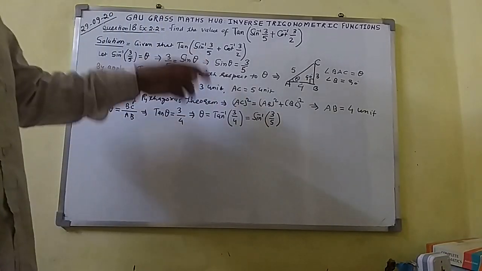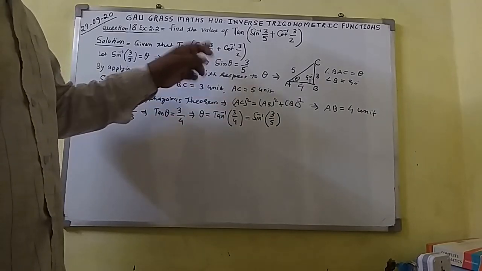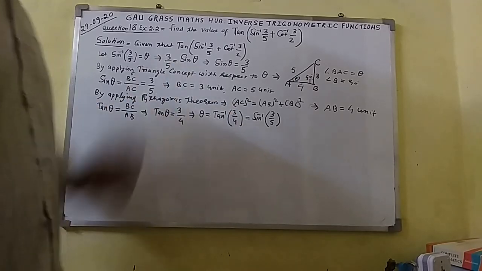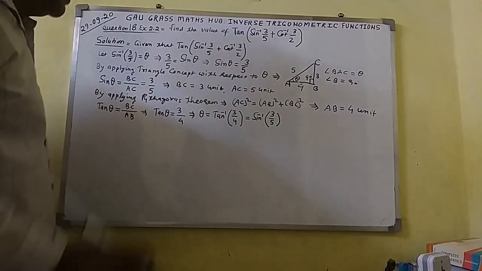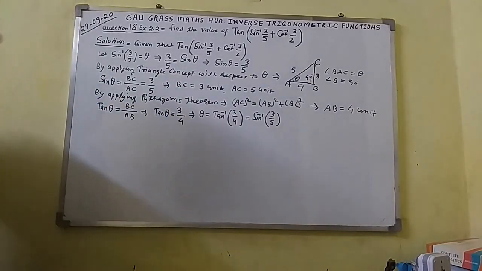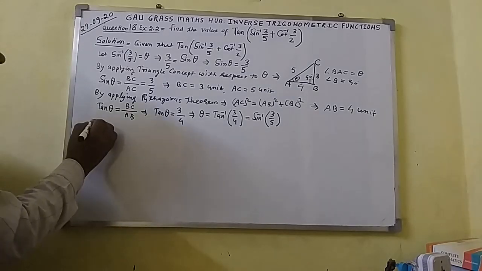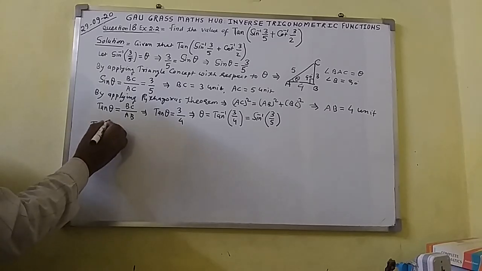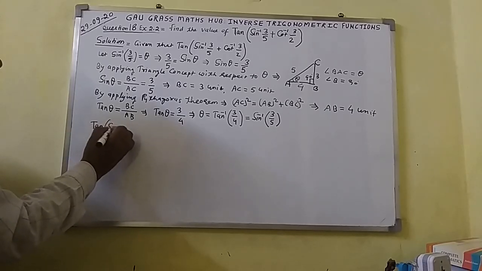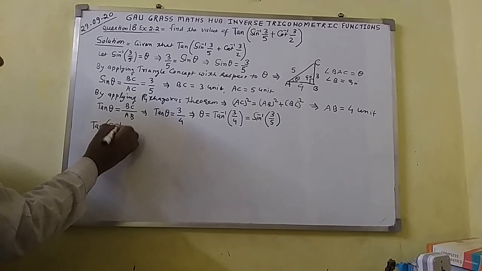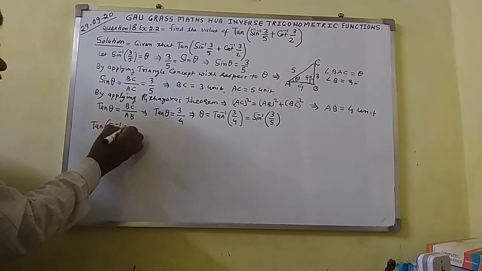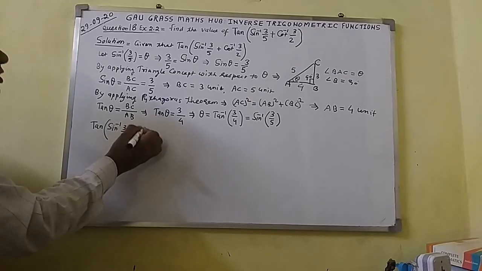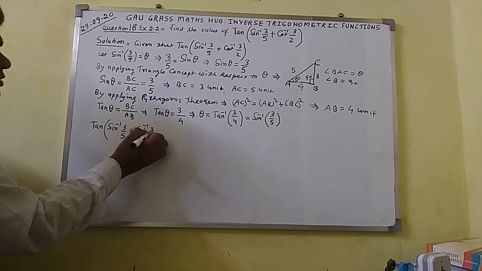Now here, in place of sin inverse 3 over 5, you can write tan inverse 3 over 4. And now come back to the original question. Here I am going to write the original question I have taken here: tan in bracket sin inverse 3 over 5 plus cot inverse 3 over 2.